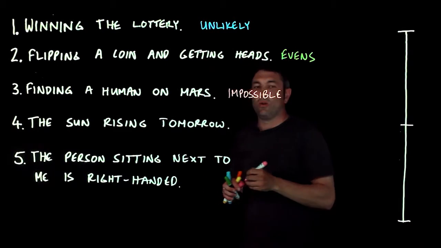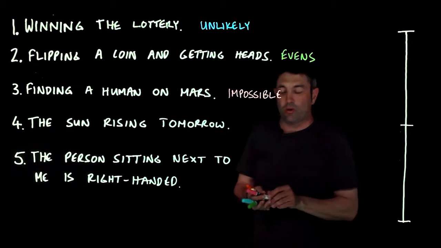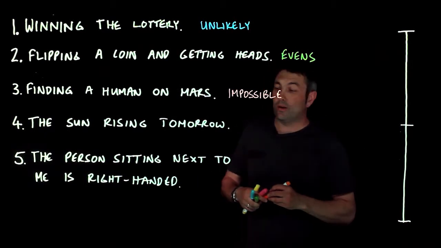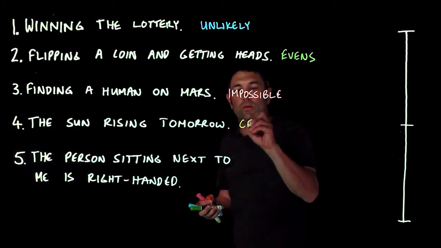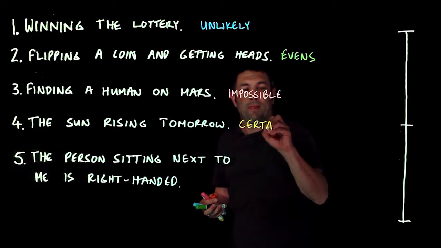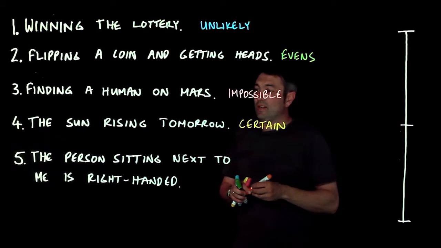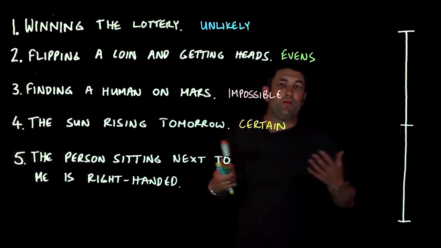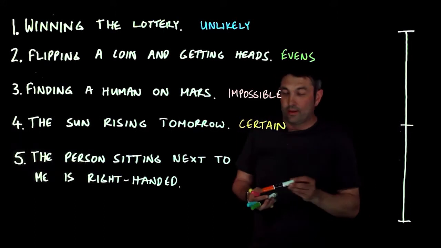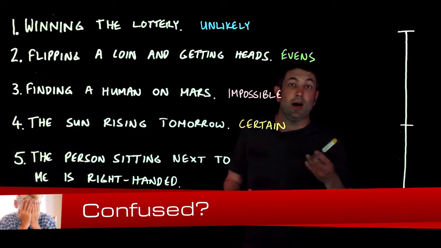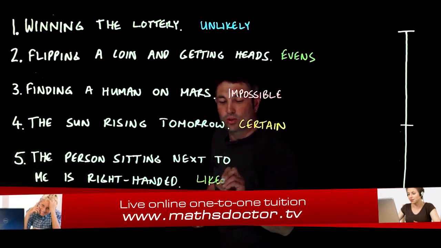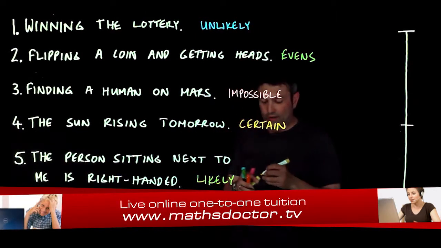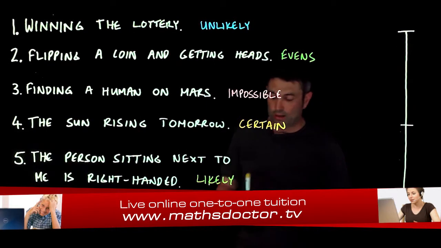Finding a human on Mars, well, that's not possible yet. So we're going to call that impossible. And the sun rising tomorrow. Well, the sun has to rise tomorrow. Whether it's behind a load of clouds, you don't know, but it is going to be there. So that is what's known as certain. And the person sitting next to me is right-handed. If I was in a classroom, there would be someone sat next to me, and they are very likely to be right-handed. It's not certain because they might be left-handed, but they are likely to be right-handed.